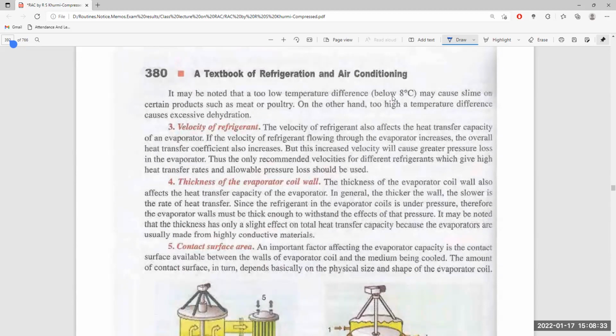The velocity of the refrigerant also affects the heat transfer capacity of an evaporator. If the velocity of the refrigerant flowing through the evaporator increases, the overall heat transfer coefficient also increases. But this increased velocity causes greater pressure loss in the evaporator, so only the recommended velocities for different refrigerants, which give high heat transfer rates and allowable pressure loss, should be used.